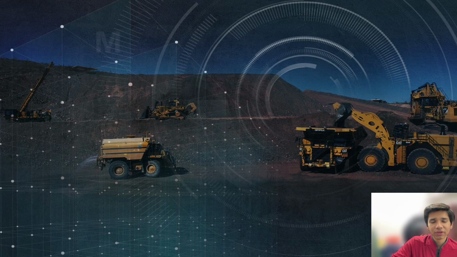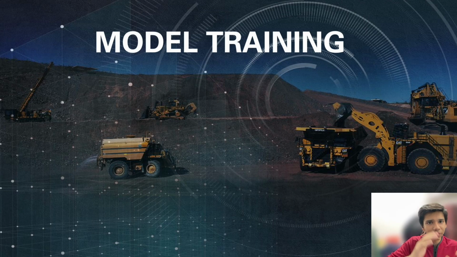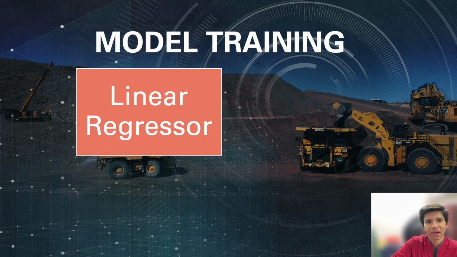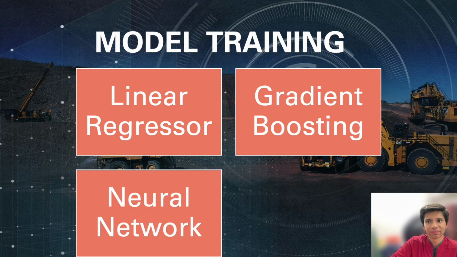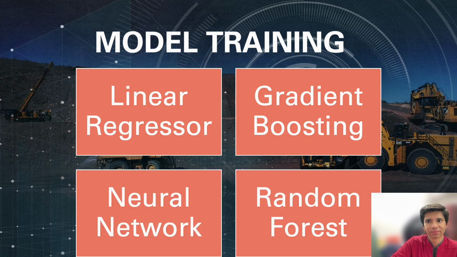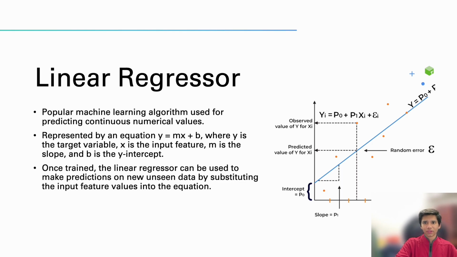Next, we're going to go over the 4 models that we've selected to train on this dataset and evaluate their performance. So first, we have our standard linear regressor, followed by gradient boosting. After that, we have a neural network, and we end on a random forest algorithm. So let's get into our linear regressor.